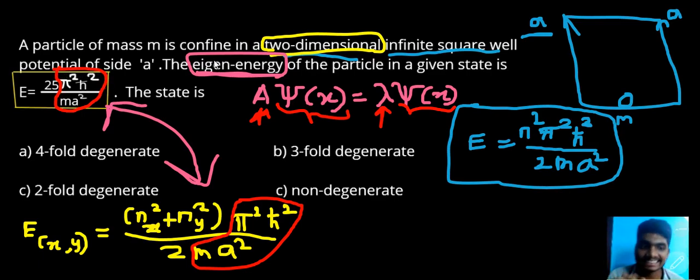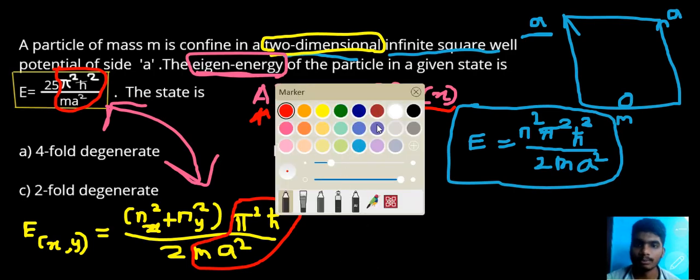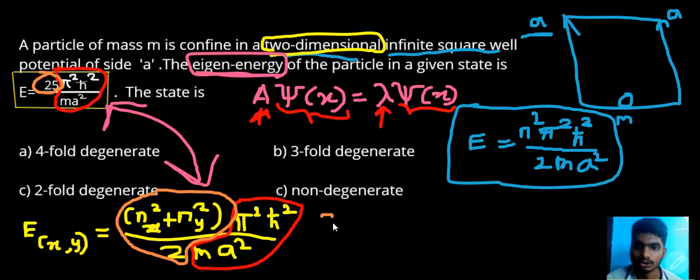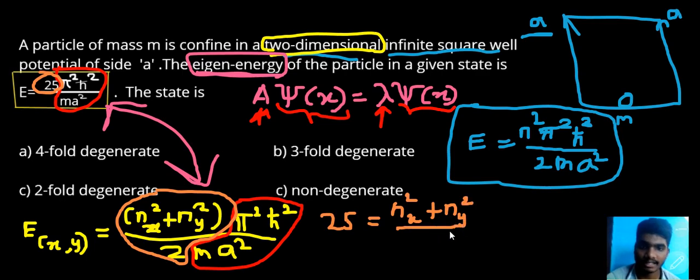According to the eigen principle, we are going to find the eigen value. Then what are the remaining things that need to be written? I'm using orange color. The remaining thing is 25, and here the remaining thing is n of x square plus n of y square by 2. By comparing the equations, 25 is equal to n of x square plus n of y square by 2.